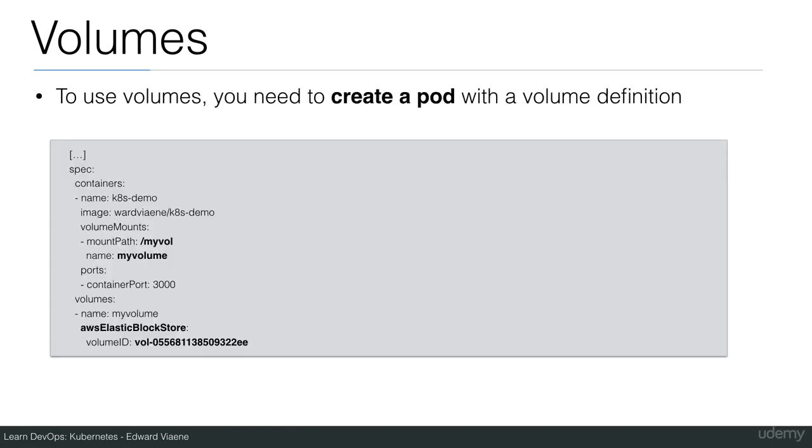Next, we need to create a pod, or we can create a pod with a container. This is our container that we always use. We can specify volume mounts. The mount path can be /myvol, and the name is myVolume. So this name myVolume comes back under volumes. And then we're going to define AWS Elastic Block Storage, and we're going to specify the volume ID. And that's what I'm going to show you in the next demo.